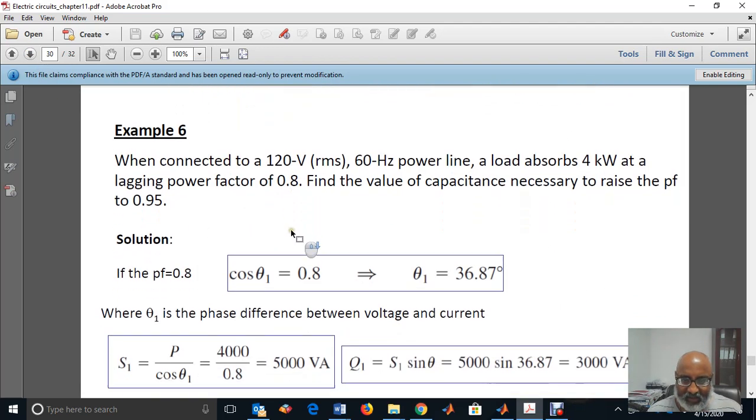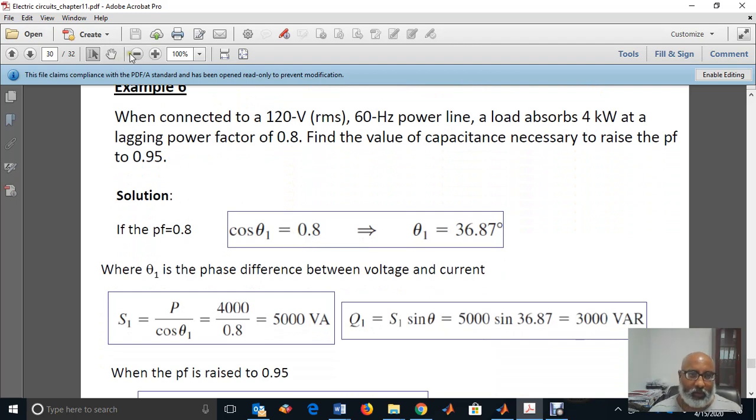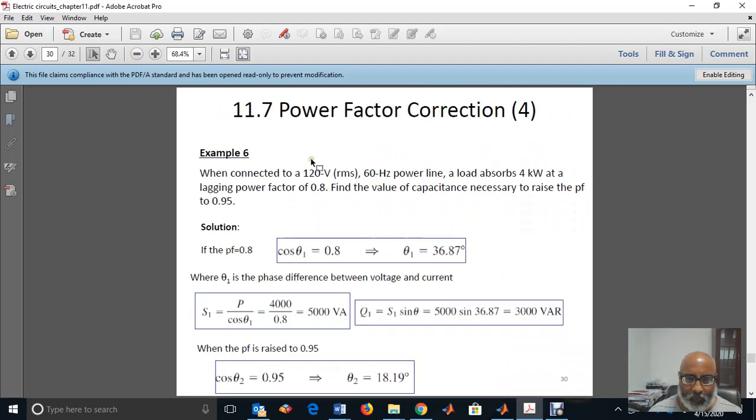Okay, now let's see an example. When a 120 volt source is connected to a load which is 4 kilowatt at 60 hertz, and the power factor is lagging 0.8, find the value of the capacitance necessary to raise the power factor to 0.95. So the original power factor is 0.8 and we want to improve it and make it 0.95. So we should find the required capacitance.